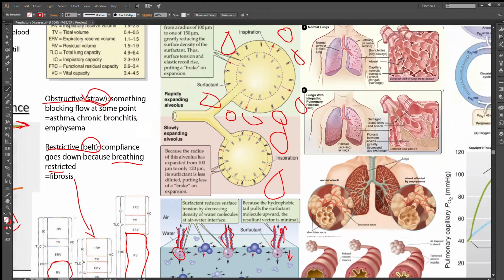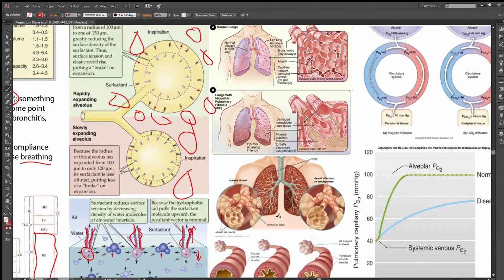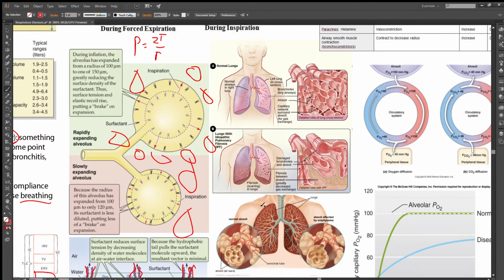Okay, now that we have hopefully a good understanding of all this stuff over here, we're going to head back to our diseases. And we're going to start first with the restrictive disease. That's going to be pulmonary fibrosis, this box right here.